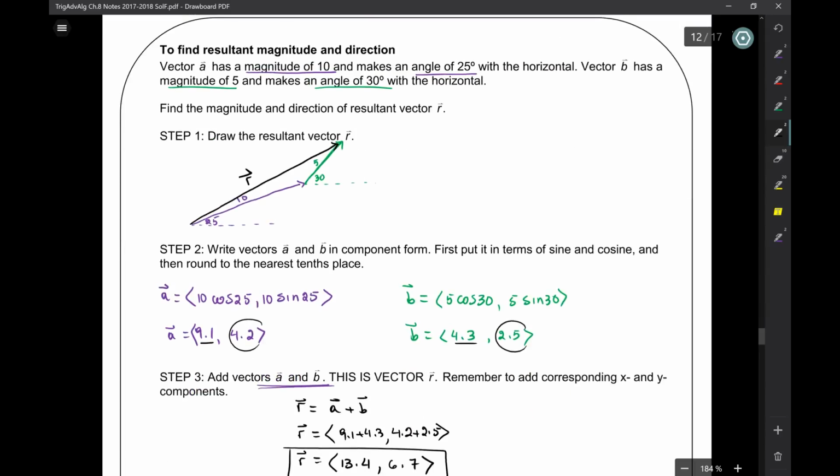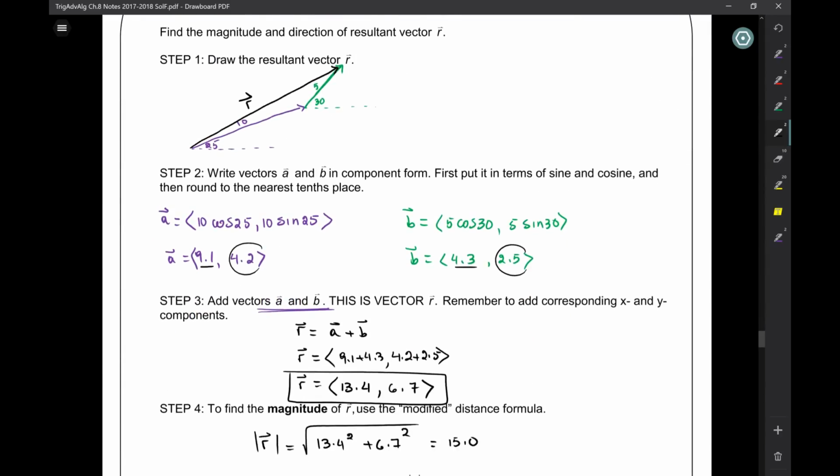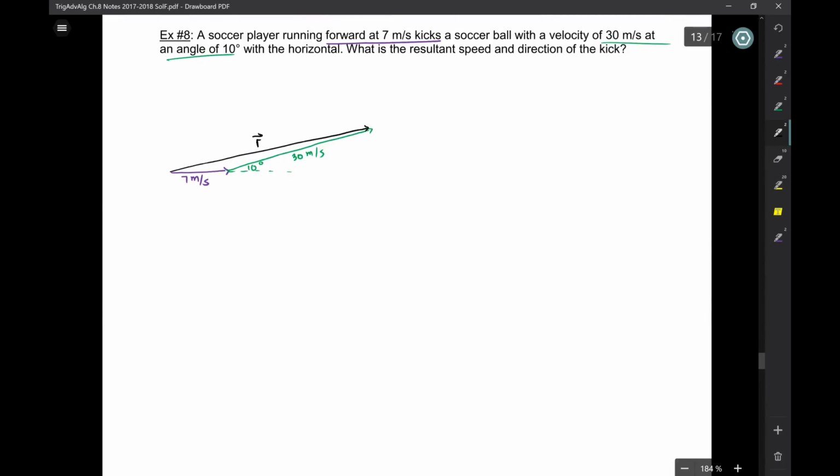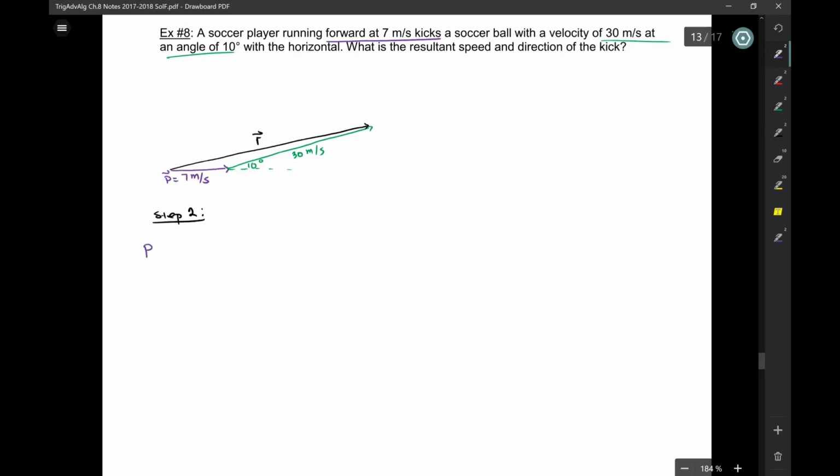All right, so step 1, we drew the vector. Cool. Step 2, write the 2 vectors in component form. Well, there's the purple and the blue. A vector doesn't have to have a slant. It could be horizontal and vertical as well. So, step 2, let's call this vector P, because that's the player.